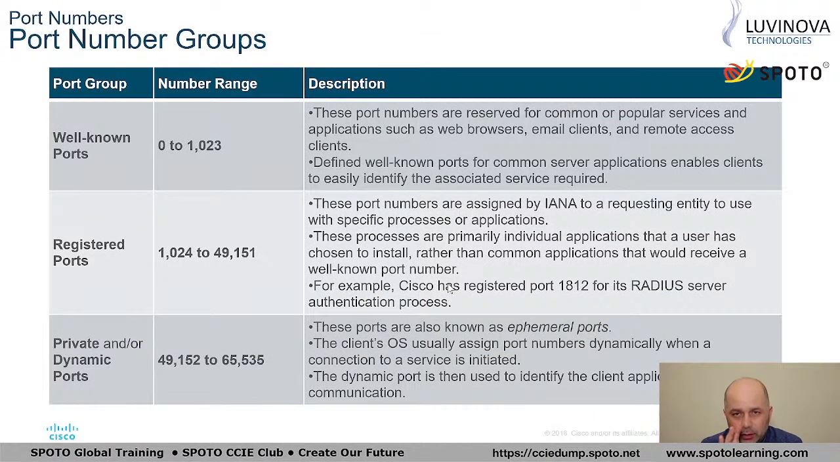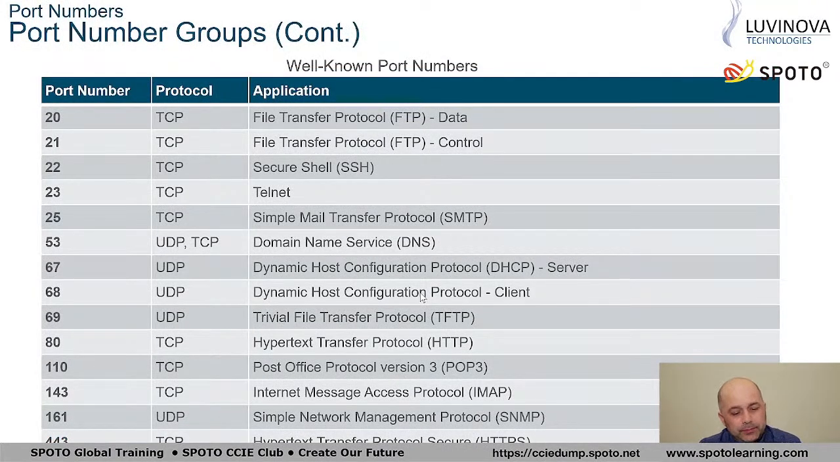Port numbers group. In total, we have around 65,000 ports. From those, around 1,024 are well-known ports and they are predefined, which means they are not changing. Each application has its own port for communication. Because 1,024 is not possible to memorize, we have to memorize around 30-40 ports which are often used. For example, port 20, 21, 22, 23, and so on.